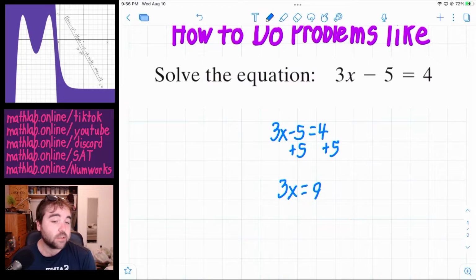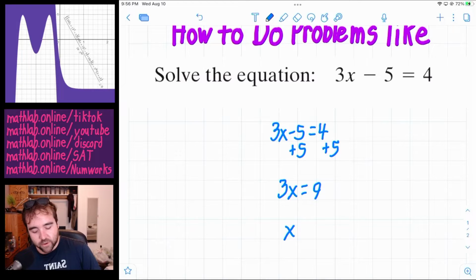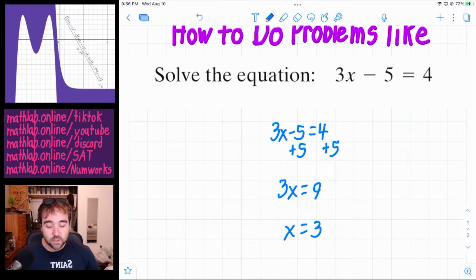And so now what's the last thing we have to do? We have to get that 3 away. So we're going to divide both sides by 3. So that gets rid of the 3 there. 9 divided by 3 is 3. So that gets x equals 3. So we've solved the equation.